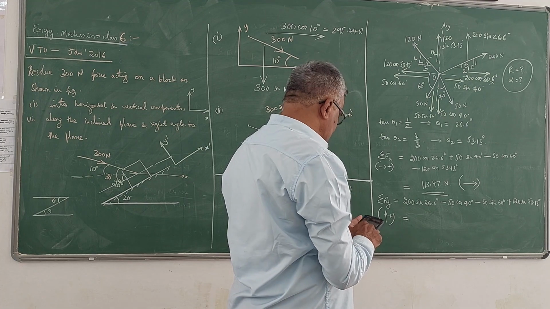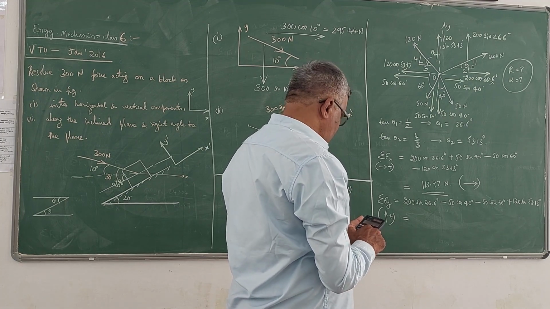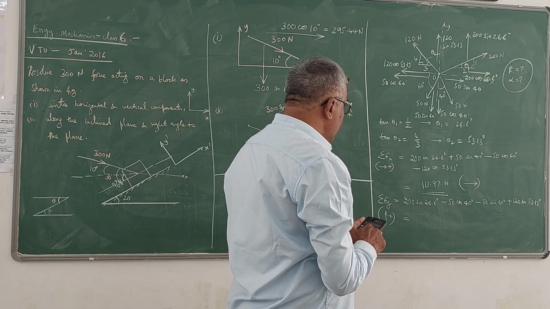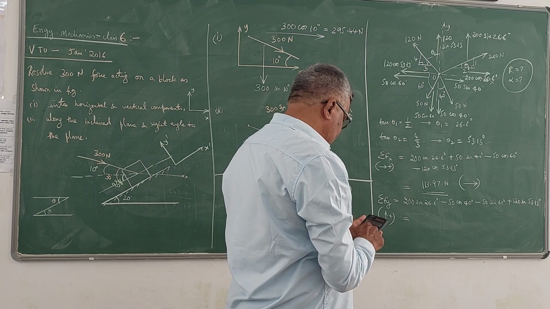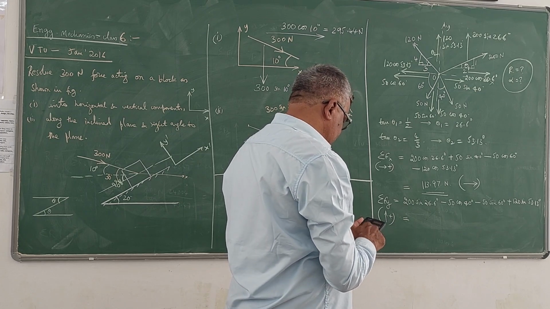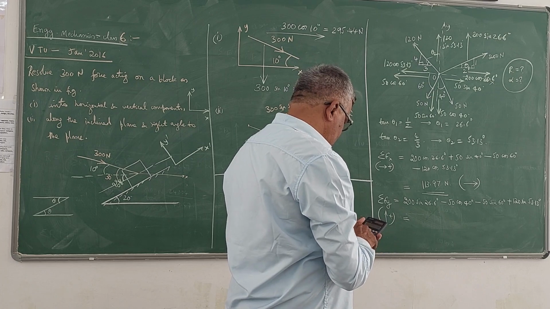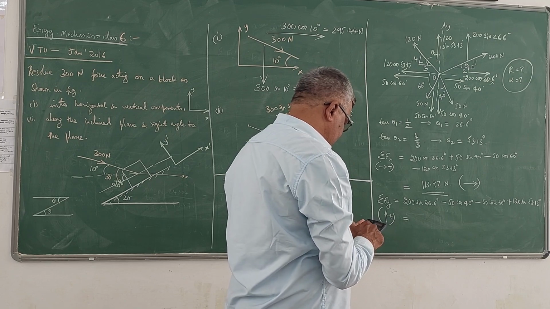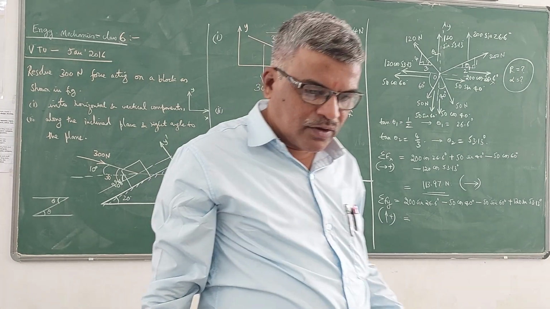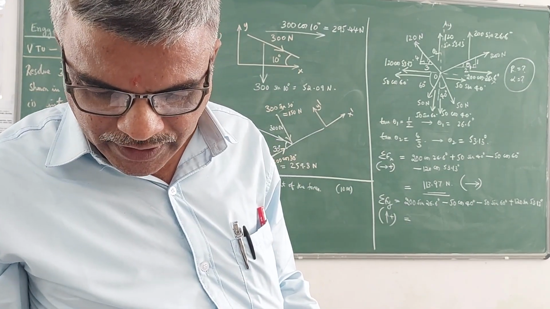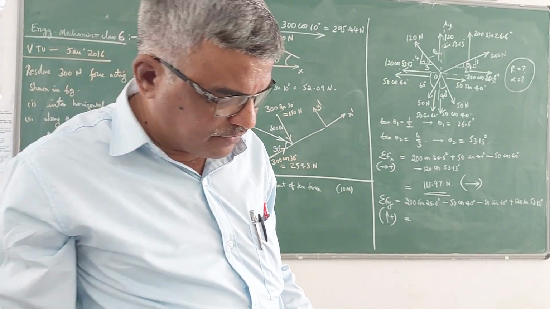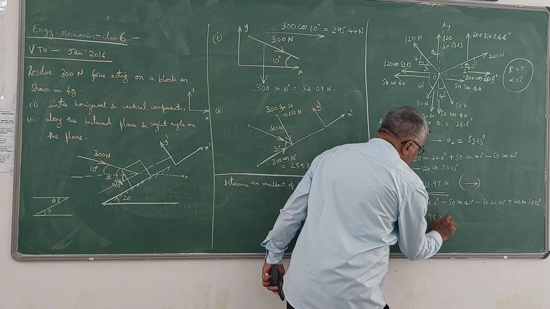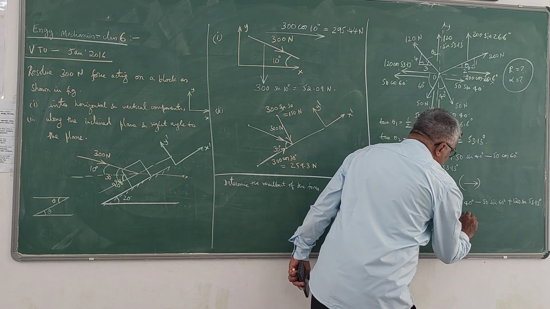So once again we will simplify this. 200 into sin 26.6 minus 50 into cos 40 minus 50 into sin 60 plus 120 into sin 53.13. So you will be getting a value 103.95 Newton. It is also positive, that means upwards.